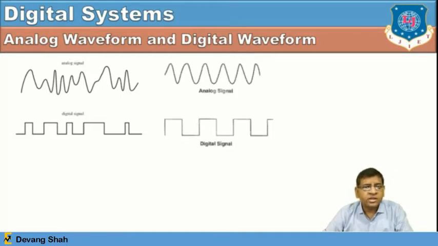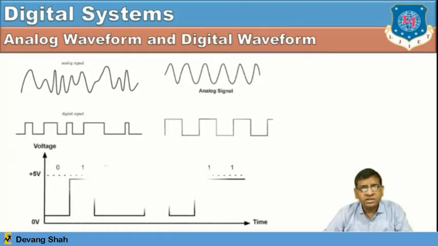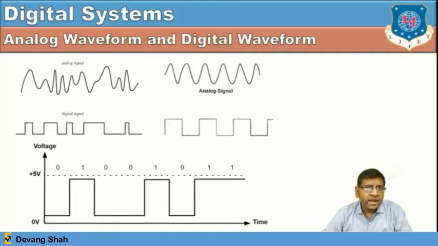You can see some examples where analog signals are converted into digital signals. Here the analog signal of fixed plus 5 volts is considered a logic 1 in digital, and analog 0 volts is considered a logic 0 in digital. So ultimately it is a train of pulses carrying the information of 1 and 0.